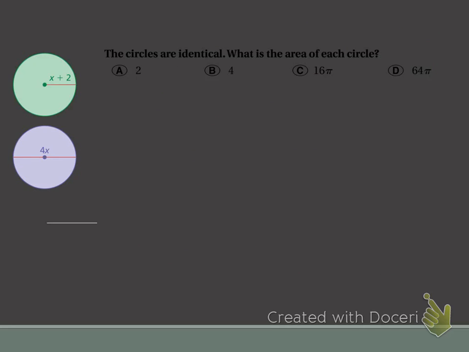So now let's look at these. It says here that the two circles are identical. What is the area of each circle? Area. Well, if you remember, area of a circle is pi radius squared. Alright, so the circles are identical, so the radius of each circle is the same.